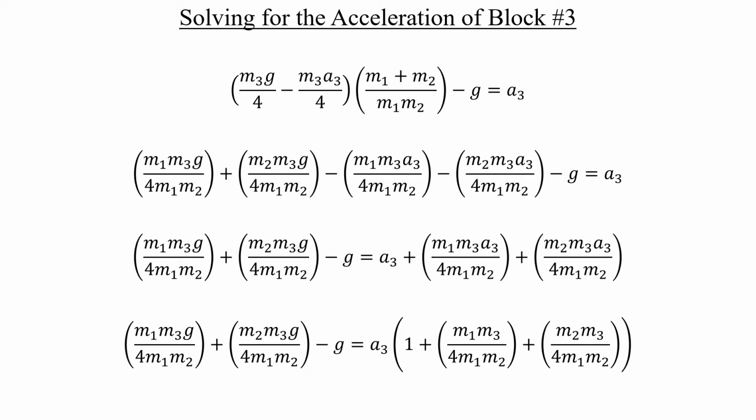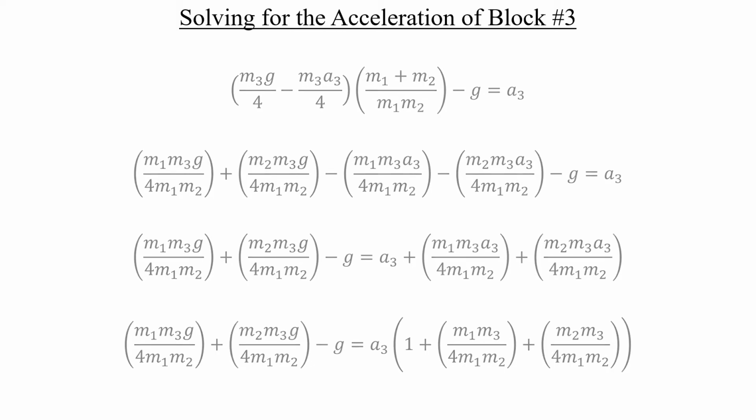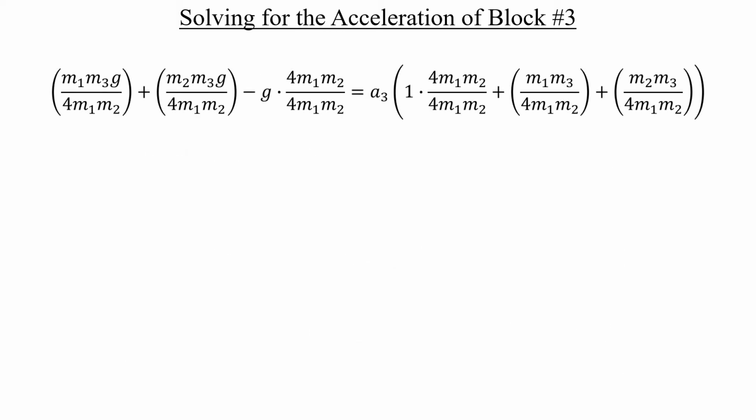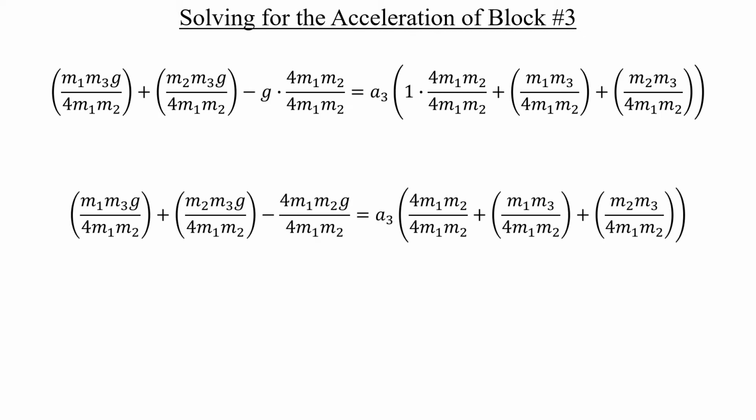I want to ultimately divide things out so that the acceleration of block 3 is by itself on the right-hand side, but that's not possible yet since this g term here and this one term here don't have a common denominator with everything else. Let's fix that up by multiplying both of those by a special form of 1. If we incorporate that, here's where we stand.